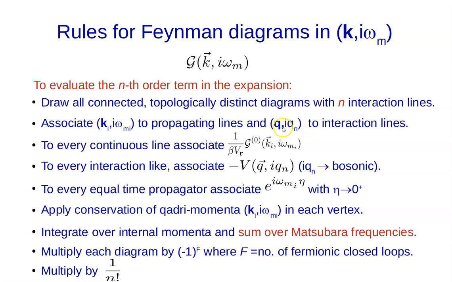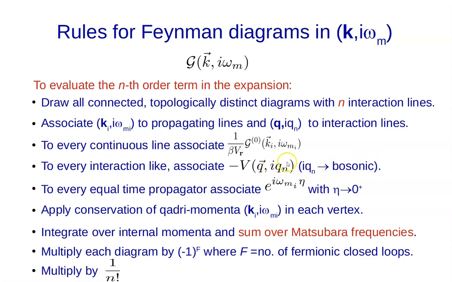But just remember that, as in the case of the zero temperature formalism, here the approximation is that this interaction is instantaneous. But we do associate this factor here to account for a small retardation, so that the sums over Matsubara frequencies are well behaved. But we'll get to that. Now, to every continuous line, you need to associate 1 over beta, and this 1 over beta comes from the Fourier transform in time, and 1 over V comes from the Fourier transform in k. So you associate these factors with each free propagator at each line, and to every interaction line you associate minus V of q, iq_n, and as I mentioned before, iq_n here is bosonic, right?